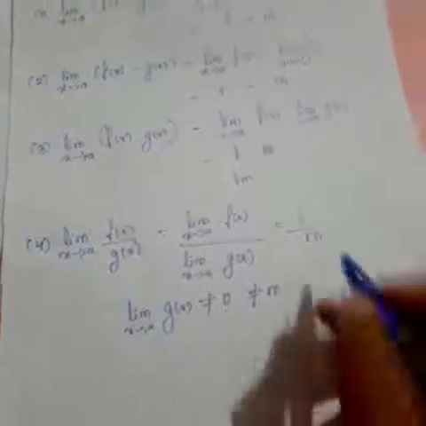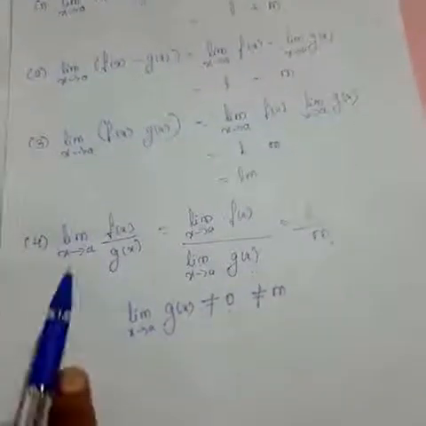Otherwise you may get an indeterminate form again. This must be satisfied compulsorily. This should not be equal to 0.